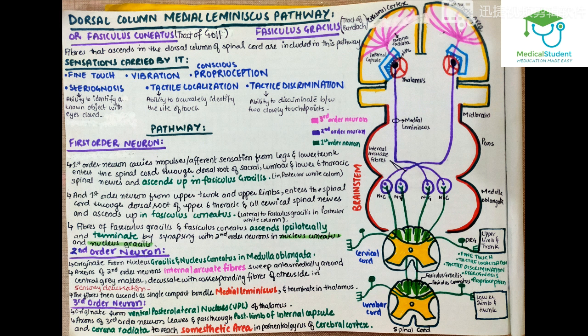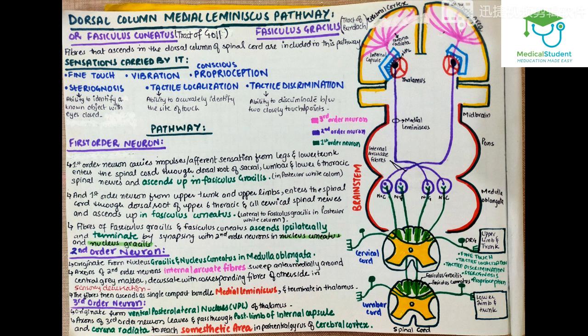Stereognosis is the ability to identify a known object with the eyes closed. For example, I am holding my phone in my hand and my eyes are closed. But even with the closed eyes, I am able to identify the object that I am holding in my hand as a phone. So this sensation is known as stereognosis.